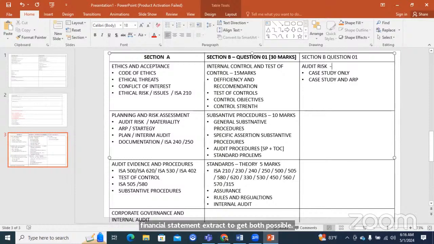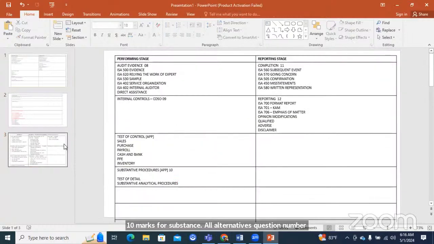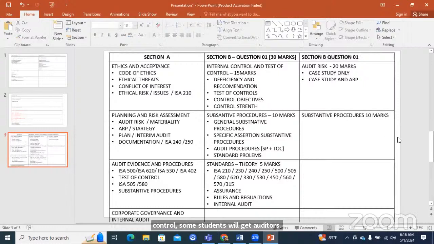In this case, audit risk can be tested for 20 marks. So the balance is 10 marks, again substantive procedures. 10 marks for substantive procedures. These are alternative ways for question number 1, both possible. Some students will get test of control. Some students will get audit risk. This is the combination. Is it clear, students? Question number 2, I'll discuss. Question number 1, understood? Is it clear?